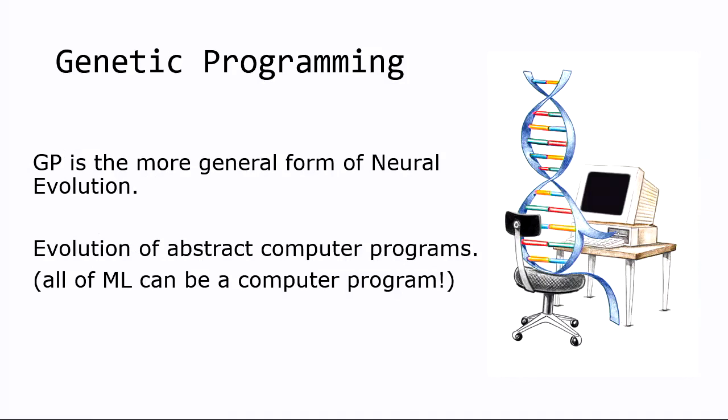So GP is the more general form of neural evolution because almost anything can be represented as an abstract computer program. Like, you all write neural networks as computer programs. So you can actually represent neural networks as a GP thing. You can do abstract syntax trees. You can do computer programs. You can even do machine learning pipelines. So actual machine learning systems can be evolved as a computer program.